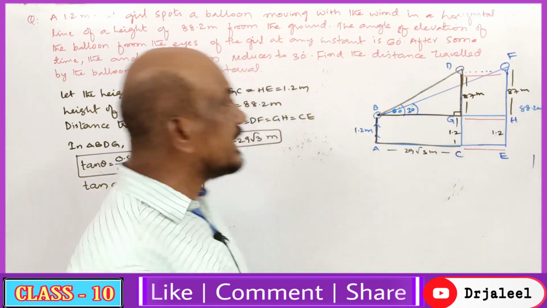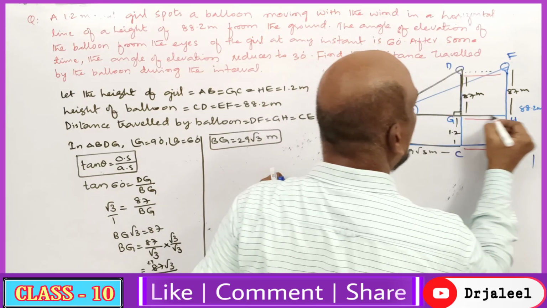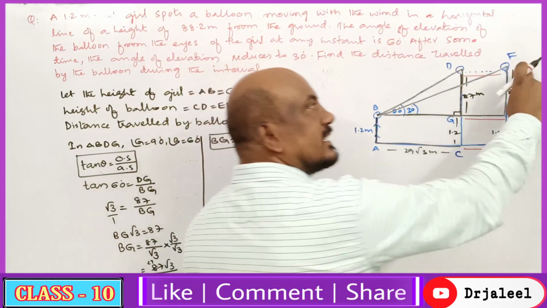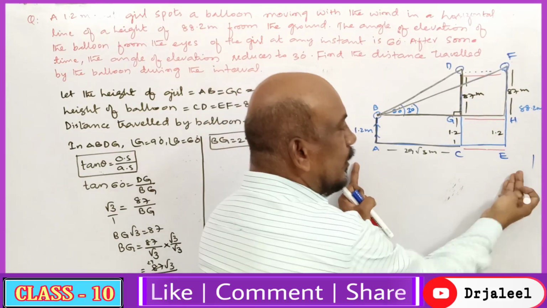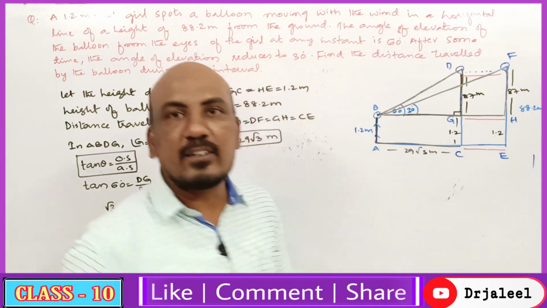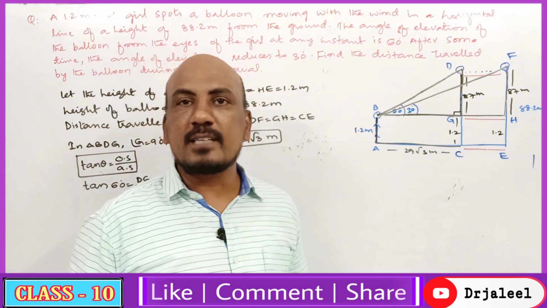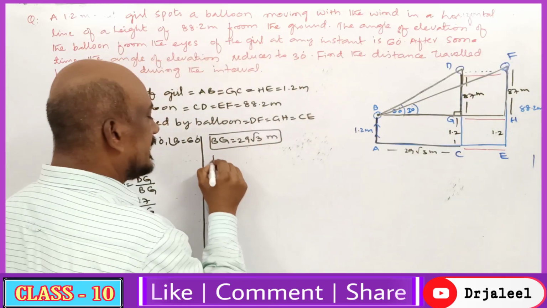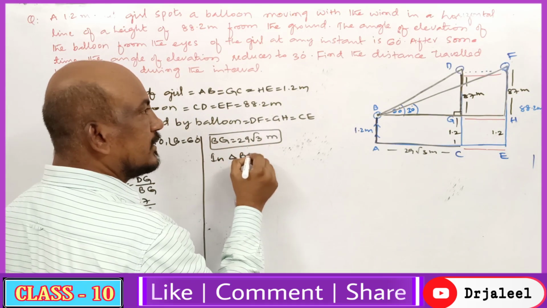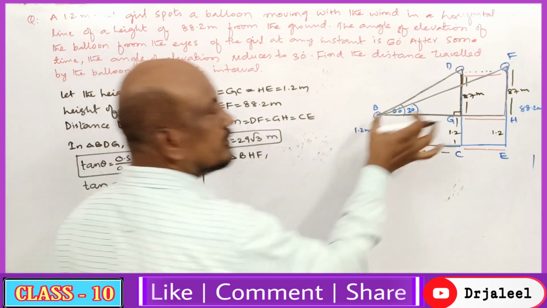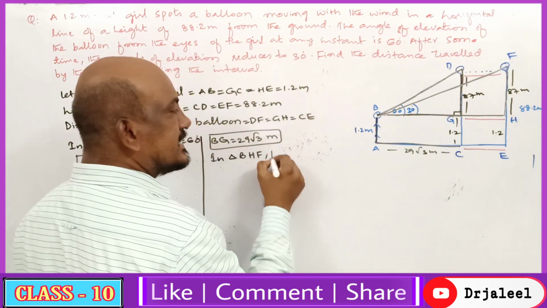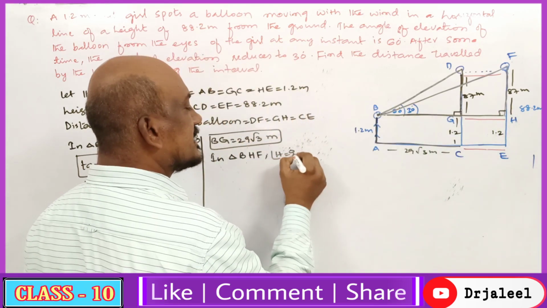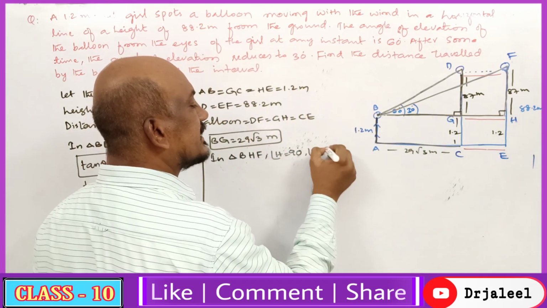Children, in the same way, if you take the another triangle, what is another triangle? BHF. If you take this bigger triangle, again by using this opposite side, you will get this whole length. Whole length minus this length, you will get the length that the balloon traveled. So let us work in it. In triangle BHF, the second triangle I am going with, what is 90 degrees here? H is 90 degrees and angle B is 30 degrees.